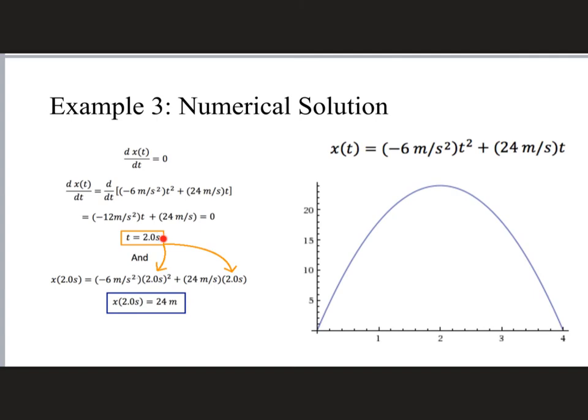We can now take that time and plug it into our position function. x of 2 seconds is minus 6 meters per second squared times 2 quantity squared, plus 24 times 2. Multiplied together, we've got minus 6 times 4, the seconds squared cancel, so that gives us minus 24 meters. And 24 times 2 gives us plus 48. Add those together, and the x position at 2 seconds is 24 meters. And of course, we saw that from our graph.